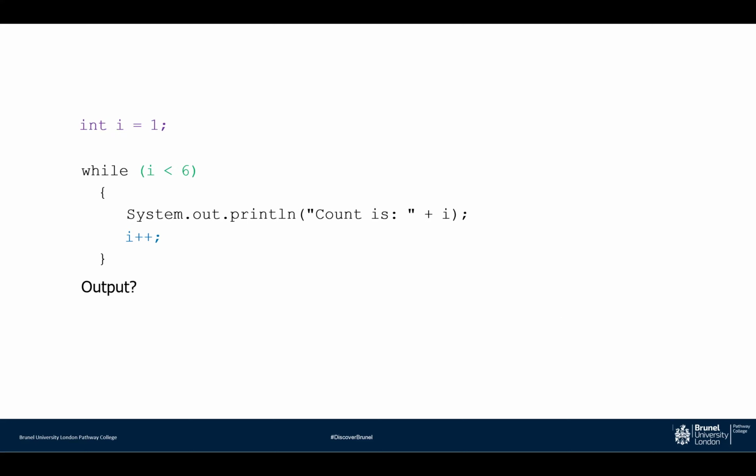In this example, we set the value of I to be 1. After that, while I is less than 6, is it true or false? True. Then I go inside and run the code. Count is 1, count is 2, count is 3, count is 4, count is 5. After that, when I becomes 6, is it less than 6? No, then I exit. Do you understand?